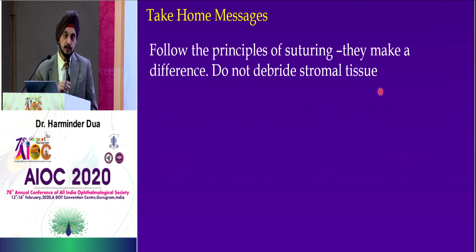This I didn't mention. If there are multiple lacerations, like in the skin, you will cut out excess tissue. Never do that in the cornea. Put all of them back into place like a jigsaw puzzle. The moment you debride even a little sliver of the corneal stroma, the sutures have to be tightened too much to bring that together, and you end up with a lot of astigmatism.